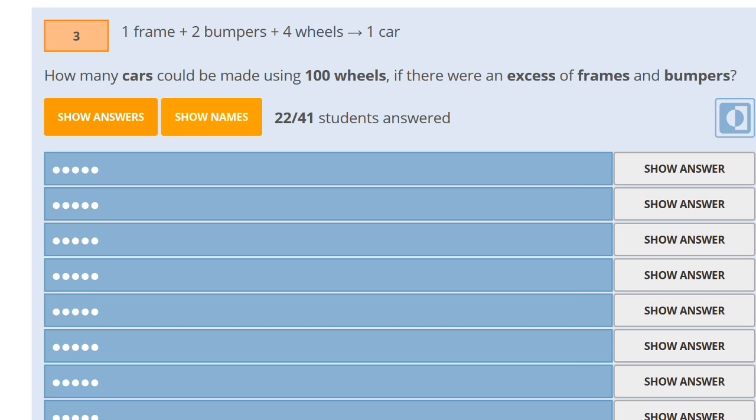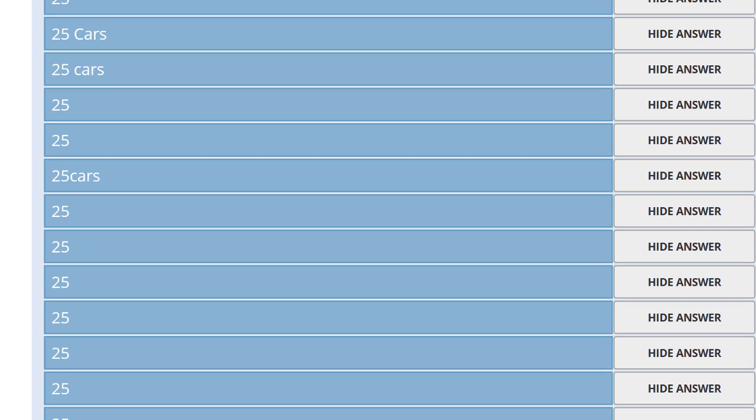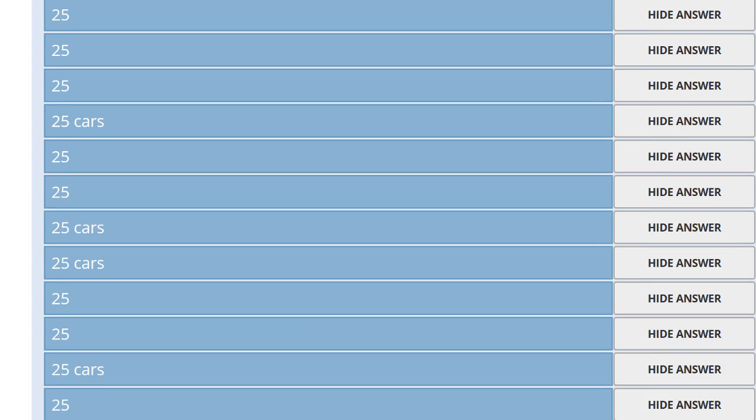And we'll give you about 15 seconds to lock in an answer here. We'll count down. 5, 4, 3, 2, 1. Correct answer here then should be 25 cars. Good, 25 cars.